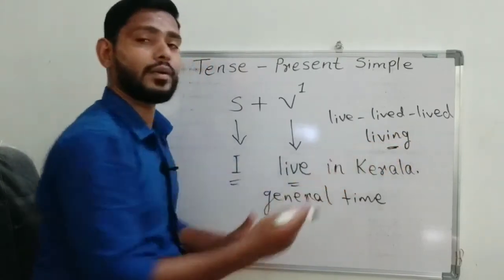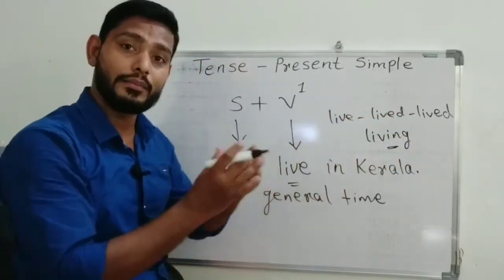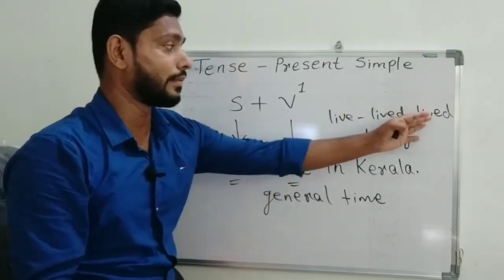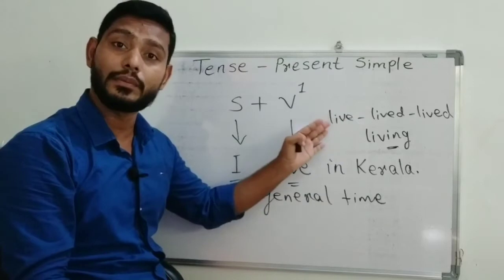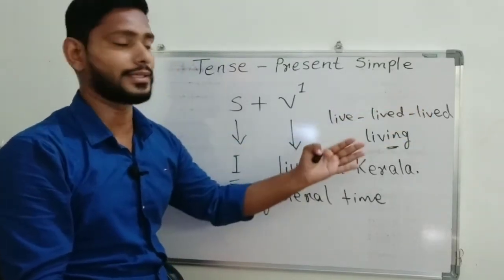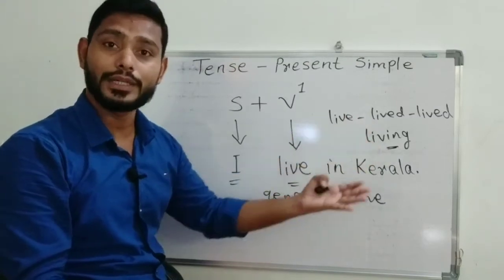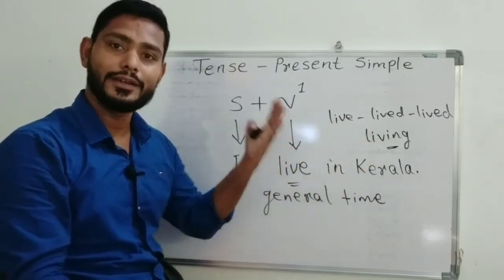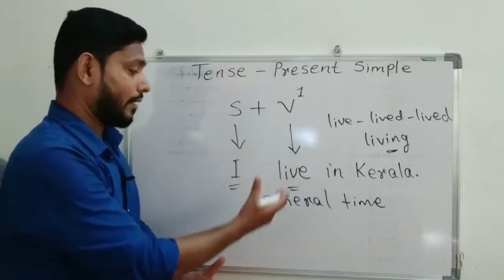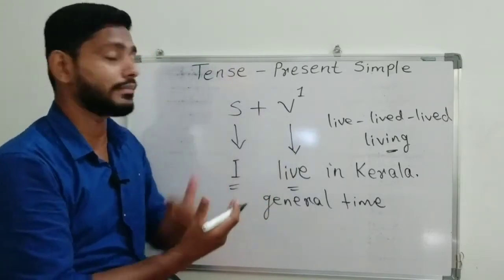Okay, so this is the common breakdown of the classification of verbs: verb 1, verb 2, verb 3. Verb 1 is always simple present, verb 2 is simple past, verb 3 is past participle, and verb plus ing is progressive, meaning the continuous form of the verb. Let's understand this concept very clearly: how general time can be used in simple present tense.